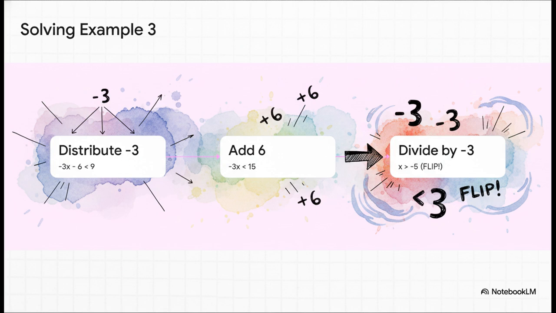And now, for the grand finale. We divide by negative 3. And because we're dividing by a negative, what do we do? We flip that symbol. Our final answer: x is greater than negative 5.